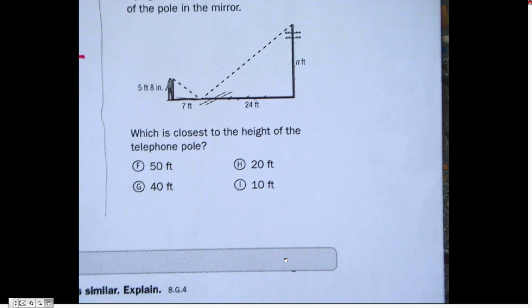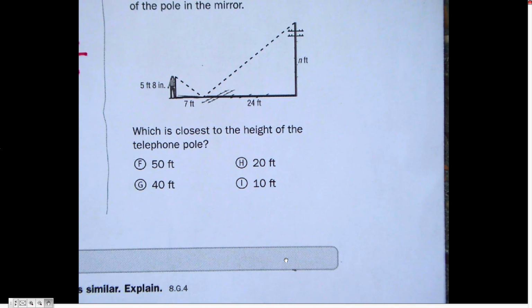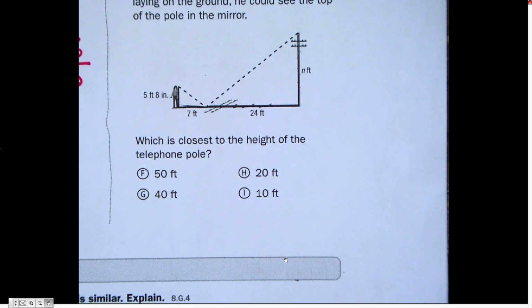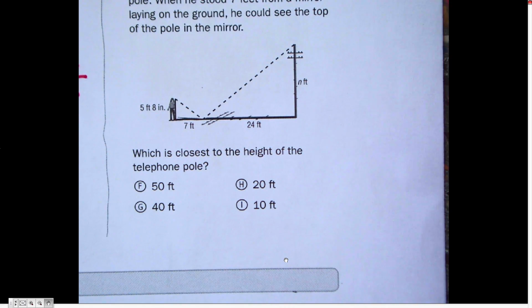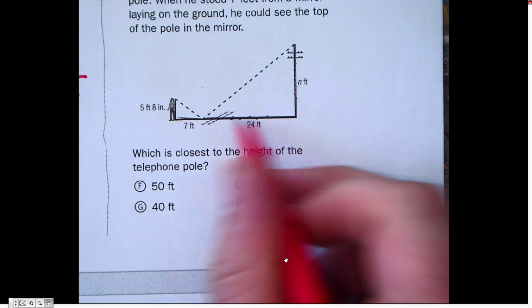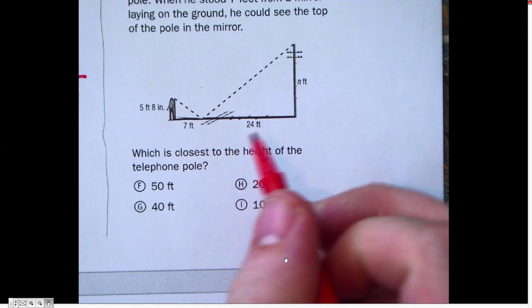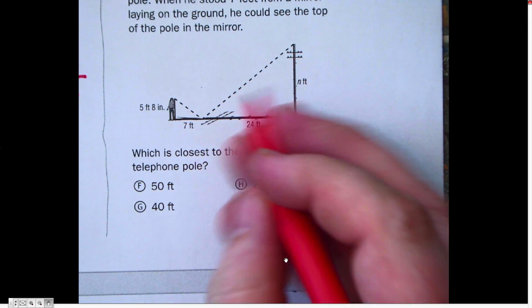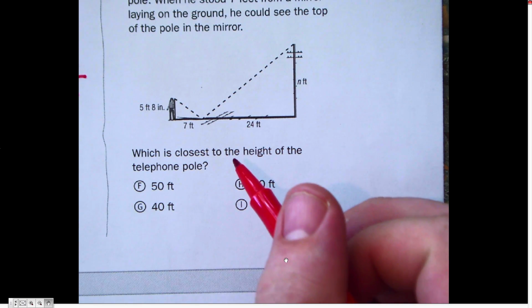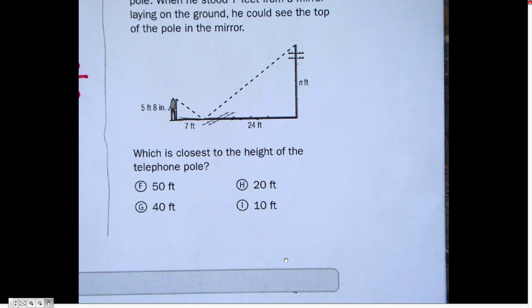So let's look at this one. These are the same, and there's our distance of the shadow. Okay. So let's just see. Okay, we've got shadows going on here, and we're using a mirror, so they're just kind of backwards. That's just them trying to confuse you.